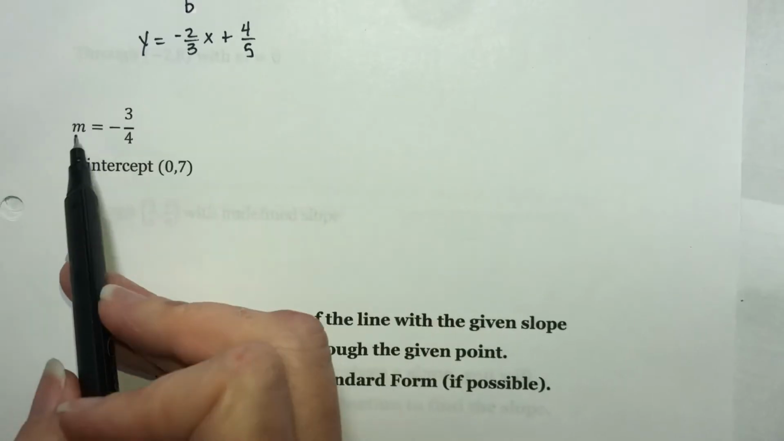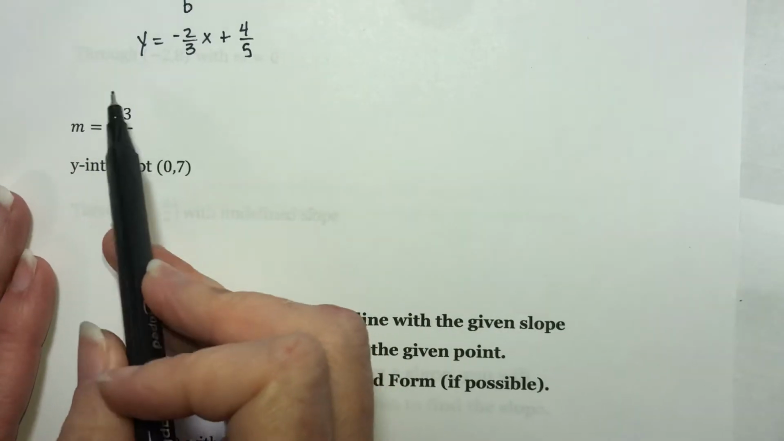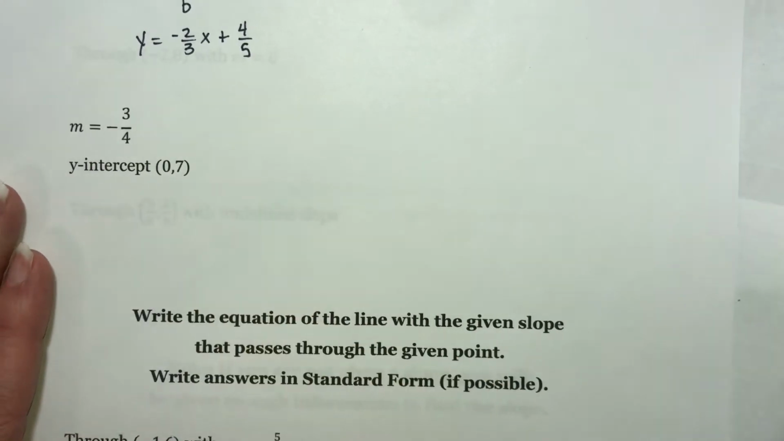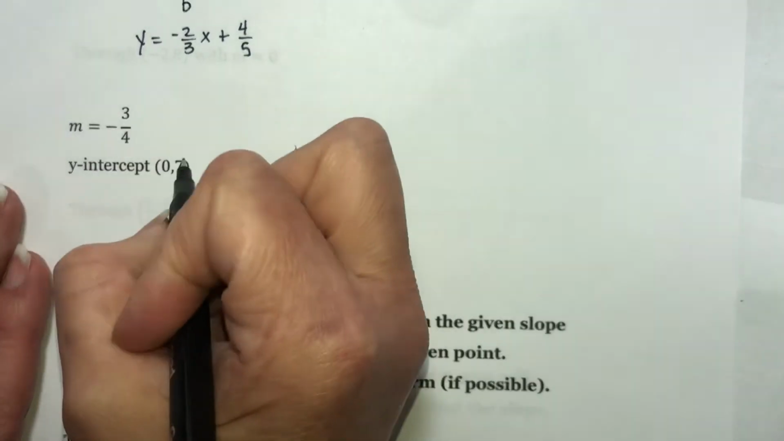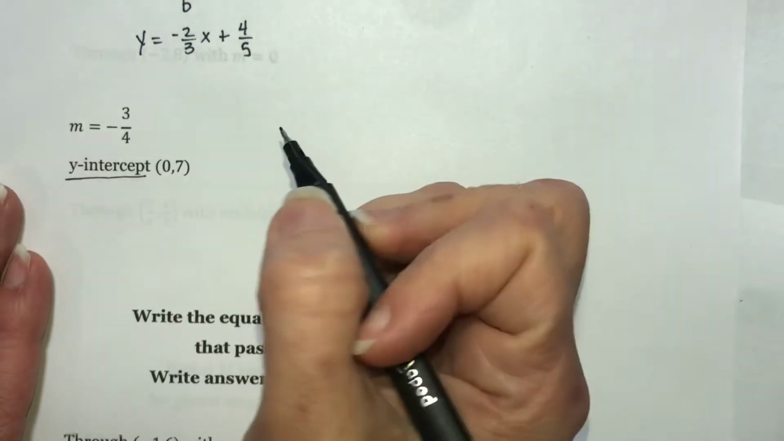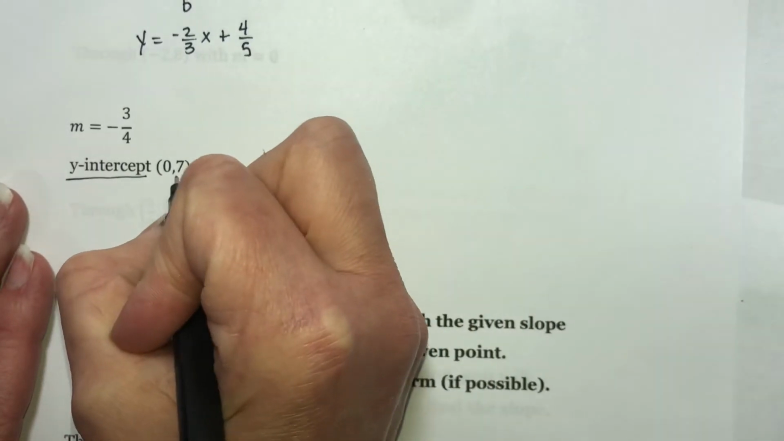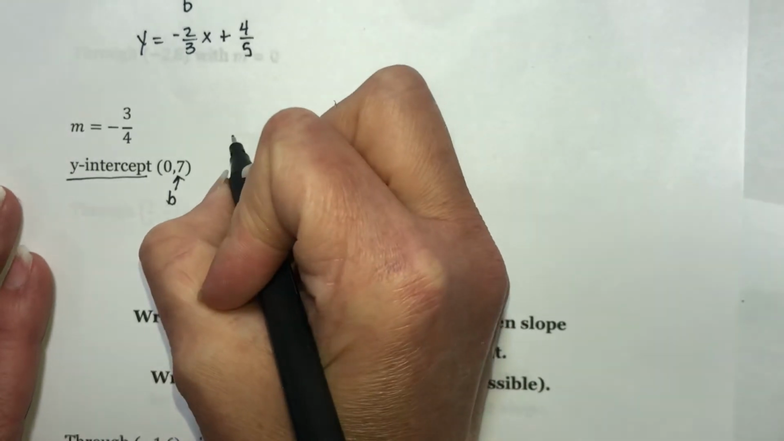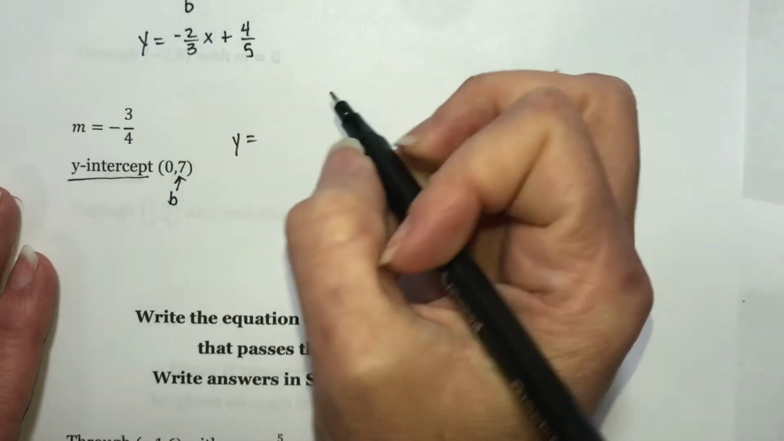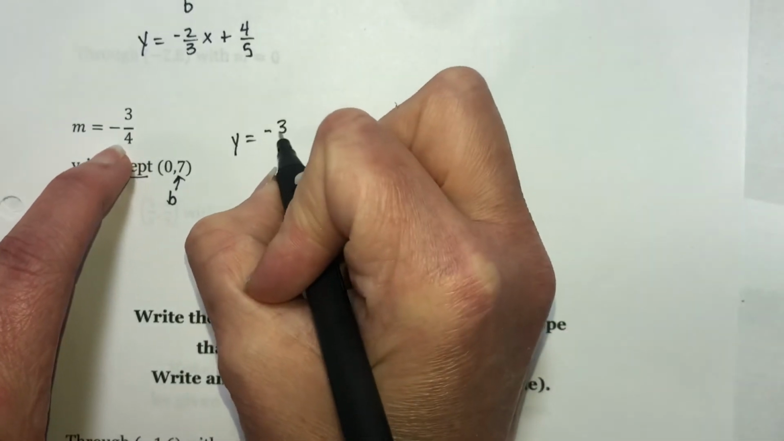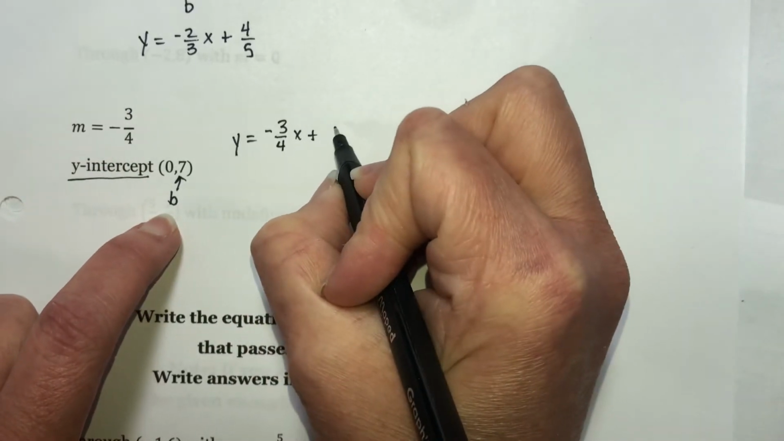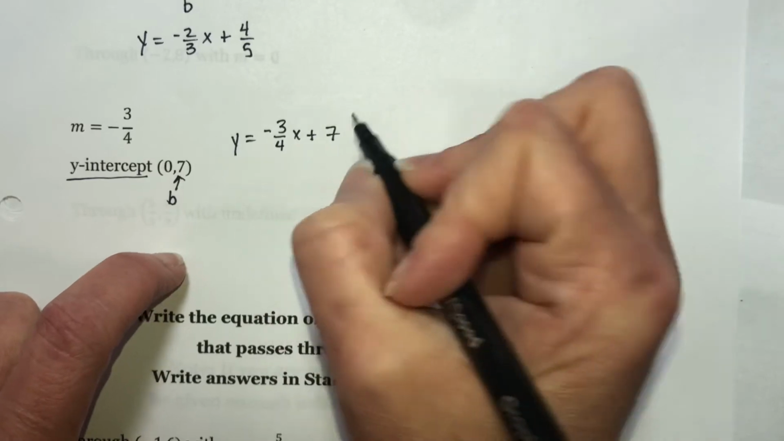So let's say, again, that we have a slope of -3/4, and we are given the y-intercept (0, 7). Again, since the point we are given happens to be the y-intercept, that is our b value. So this answer would be y equals m, -3/4 x plus b, which is 7.